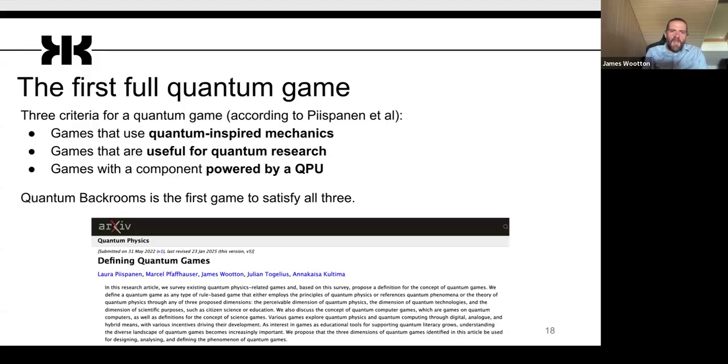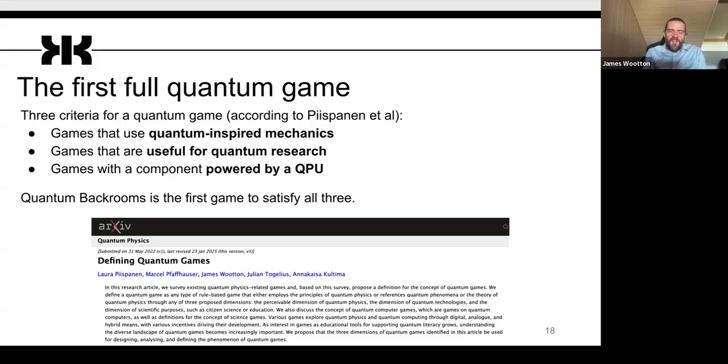And there are also games where there is a component that is powered by a QPU. I won't say run on a QPU because you don't want to be calling a QPU every frame. That would be crazy. But with some component that is powered by a QPU. Typically, I'm the one who focuses on the last one. But Quantum Backrooms is the first to satisfy all three of these.